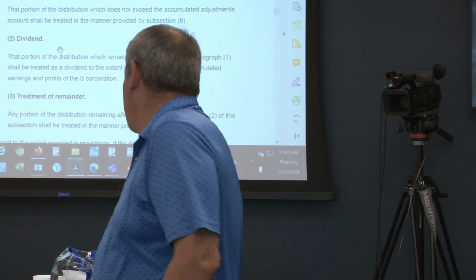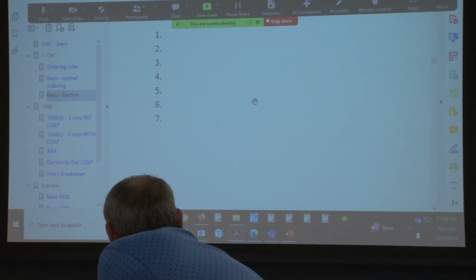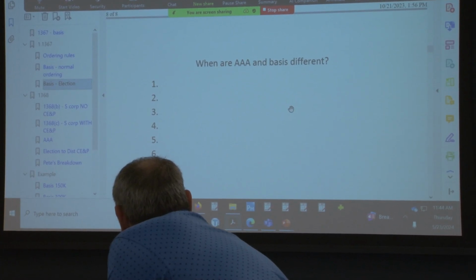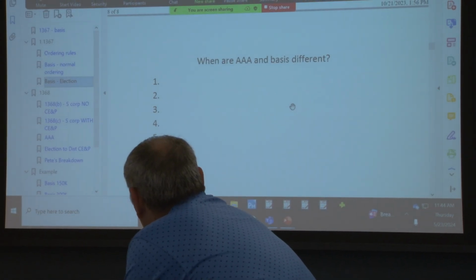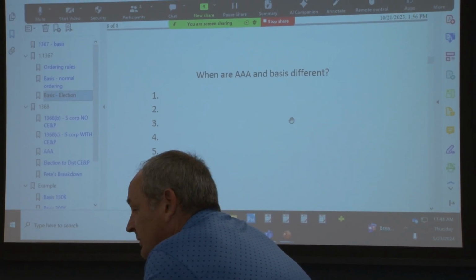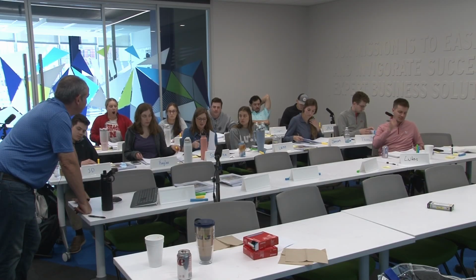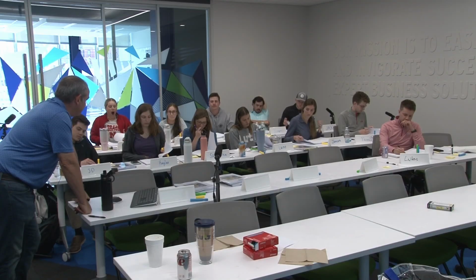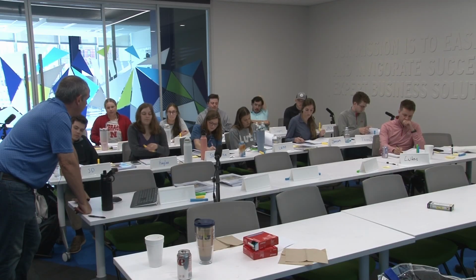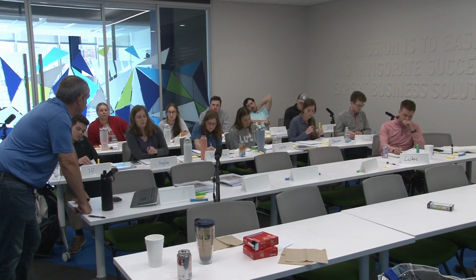Okay, so let's go back to the page that seemed to be a mystery. Let's see, what page are we on? 16? Was it before this? When are AAA and basis different? So let's go with lower. Oh, I have no idea how that got inserted in that spot, and I'm sure it's my fault, because the ordering did not make sense.